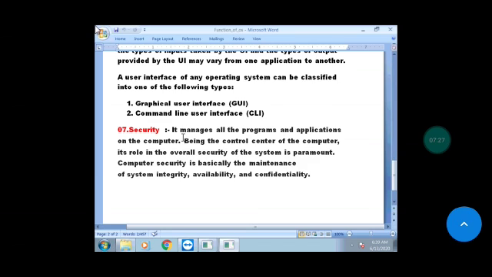So here you see the definition. It manages all the programs and applications on the computer. Being the control center of the computer, its role in the overall security of a system is paramount. Computer security is basically the maintenance of system integrity, availability, and confidentiality. So confidentiality, you can know it, my dear. My information should be encrypted and protected using the password.